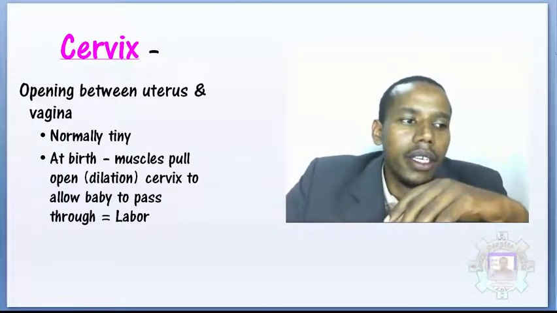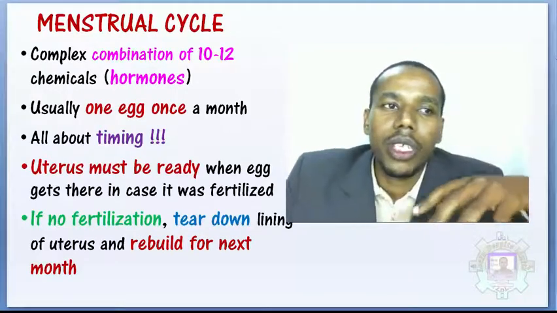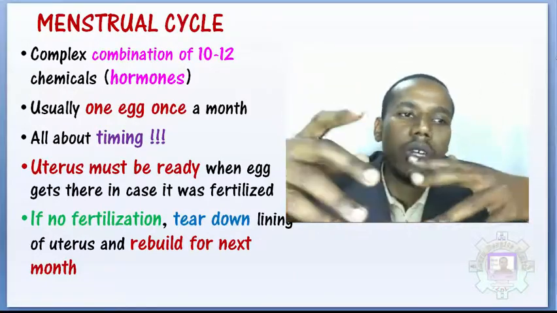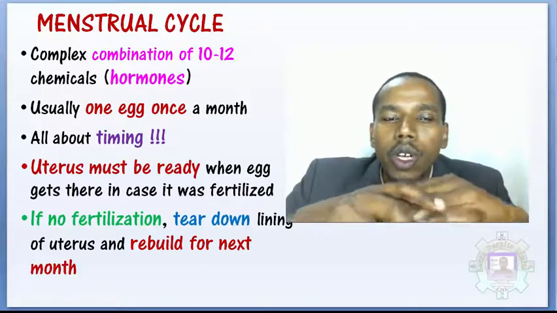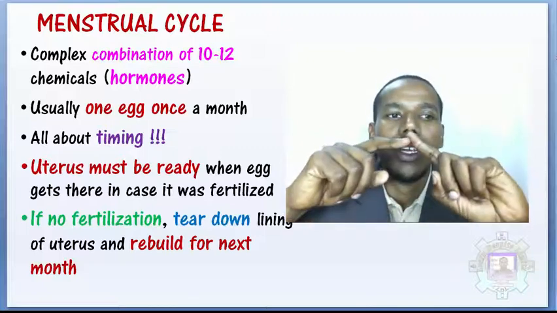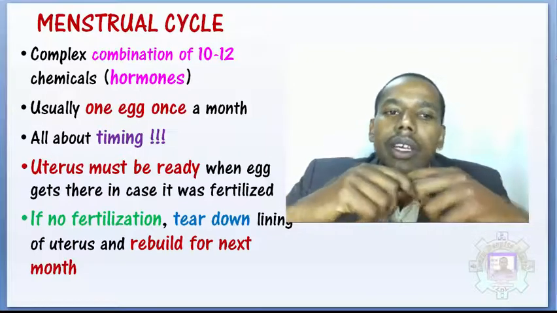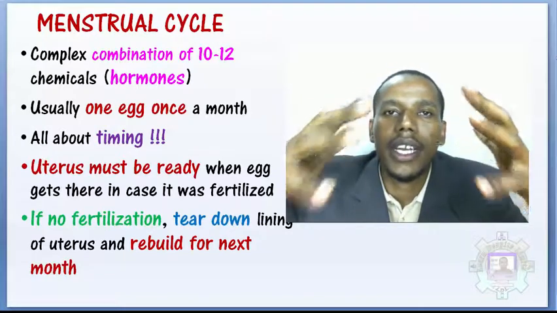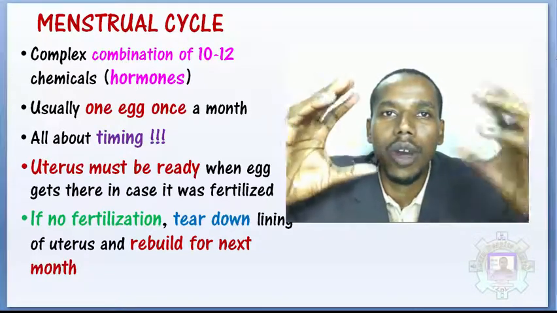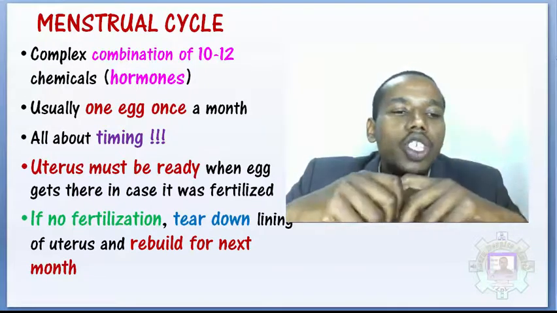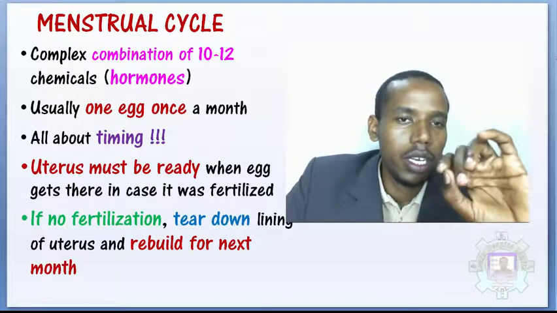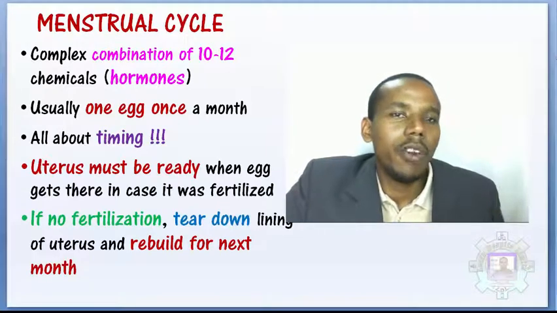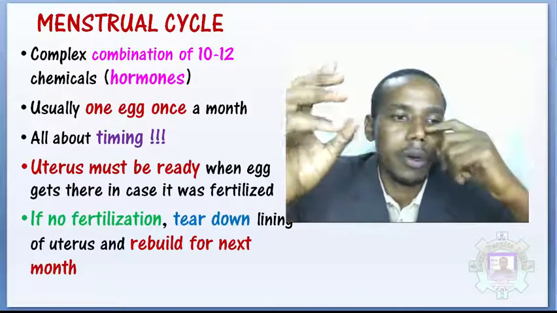And let's talk about something else, the menstrual cycle. The menstrual cycle is usually run by several hormones, a combination of 10 to 12 chemicals. Usually there's one egg once a month, and it's all about timing. The uterus must be ready, because in case the egg is fertilized, the uterus must be ready to harbor the growth of the fetus. Fertilization should take place in the fallopian tube, and implantation takes place within the uterus. You can notice that the fallopian tubes are very narrow, but the uterus has enough space.